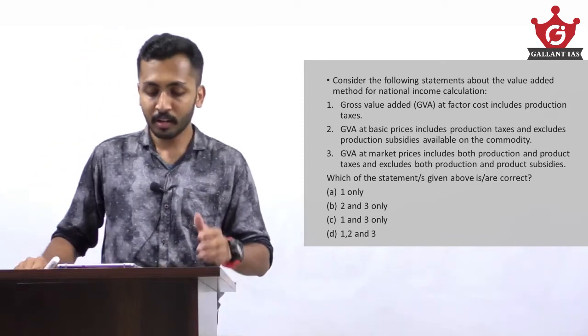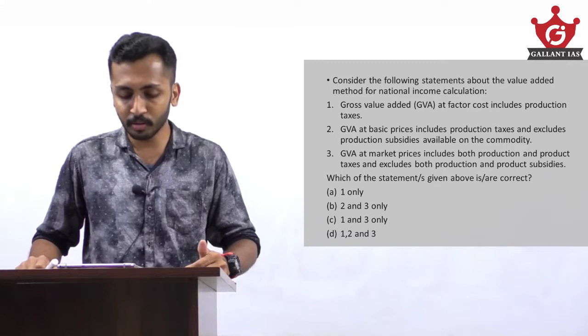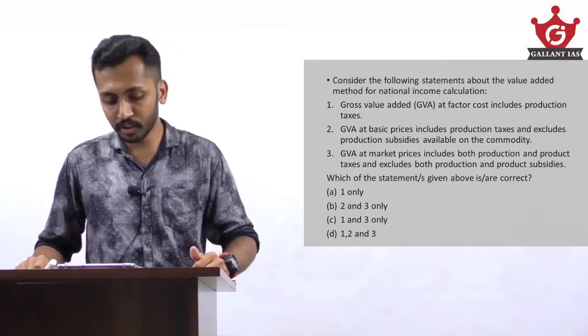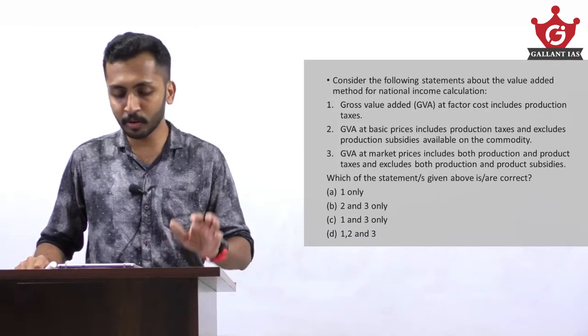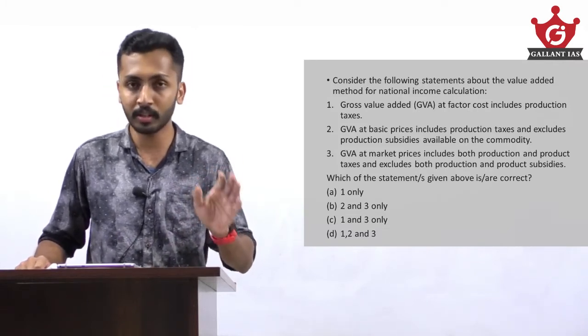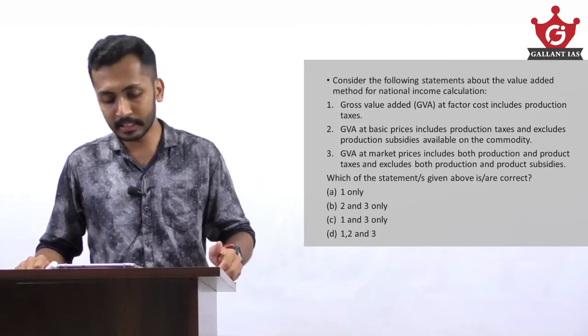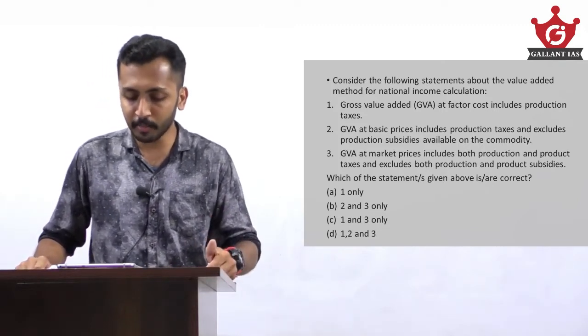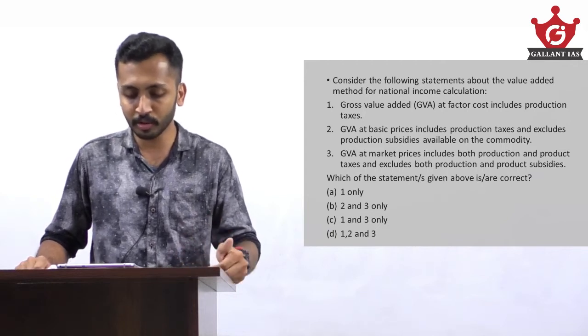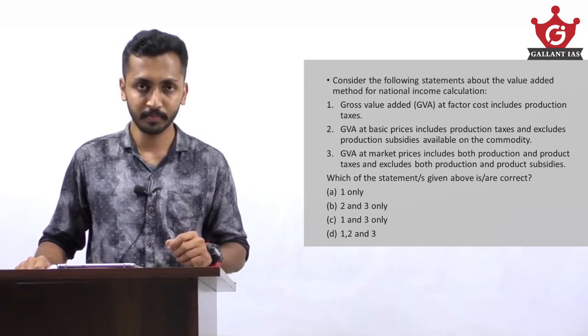First statement, gross value added at factor cost includes production taxes. Second statement, GVA at basic prices includes production taxes and excludes production subsidies available on the commodity. Third statement, GVA at market prices include both production and product taxes and excludes both production and product subsidies.